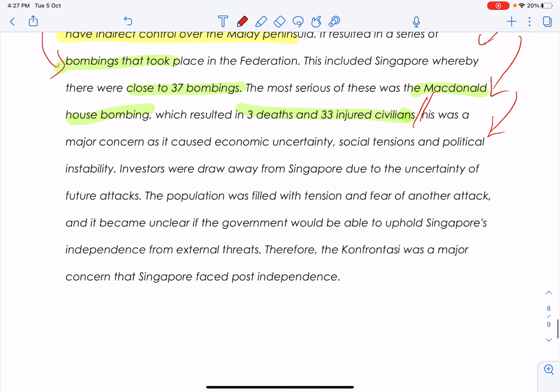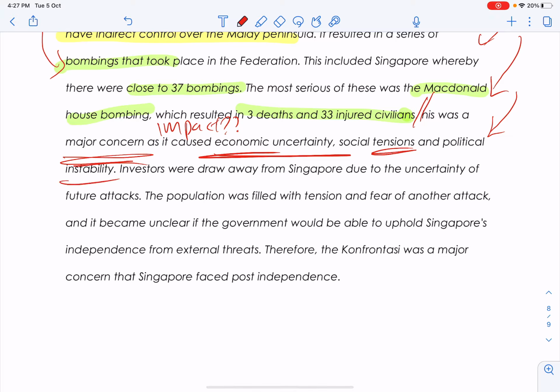So this is a challenge because this is a major concern, because if you continue to have various bombings inside Singapore, how is it going to impact the country? Right? What is the impact on the country? It's going to be economic uncertainty. There's going to be a lot of tension. There's going to be a lot of political instability. Investors are not going to want to invest in the country if it's unsafe. And when investors don't invest in the country, right, you're going to lead to economic uncertainty.